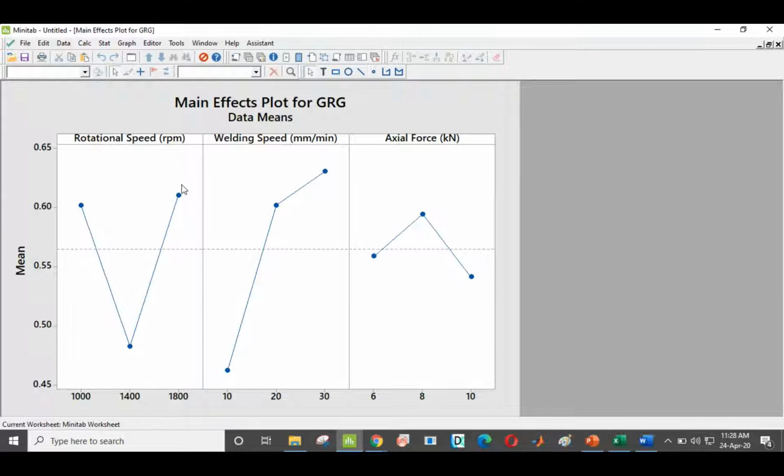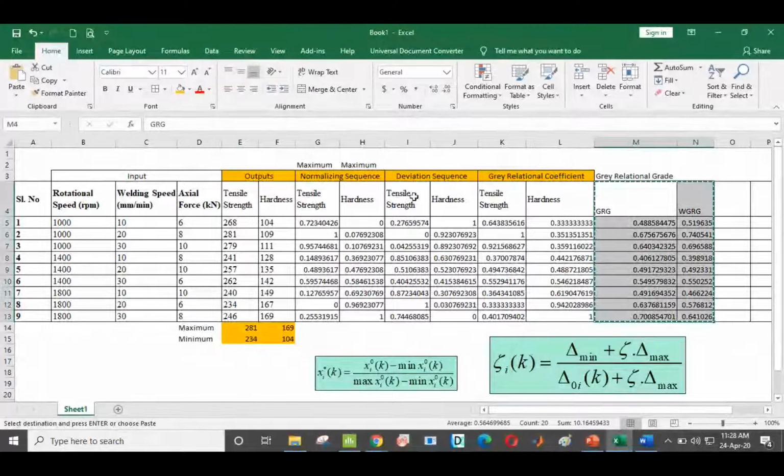So from this, I can identify that the rotational speed of 1800 is my optimum condition, and welding speed of 30 millimeter per minute is my optimum, and axial force of 8 kilonewton is my optimum. Now how is it formulated? This main effects plot is drawn based on the response table. Now I have the main effects plot, but I don't have the response table. So how to do it?